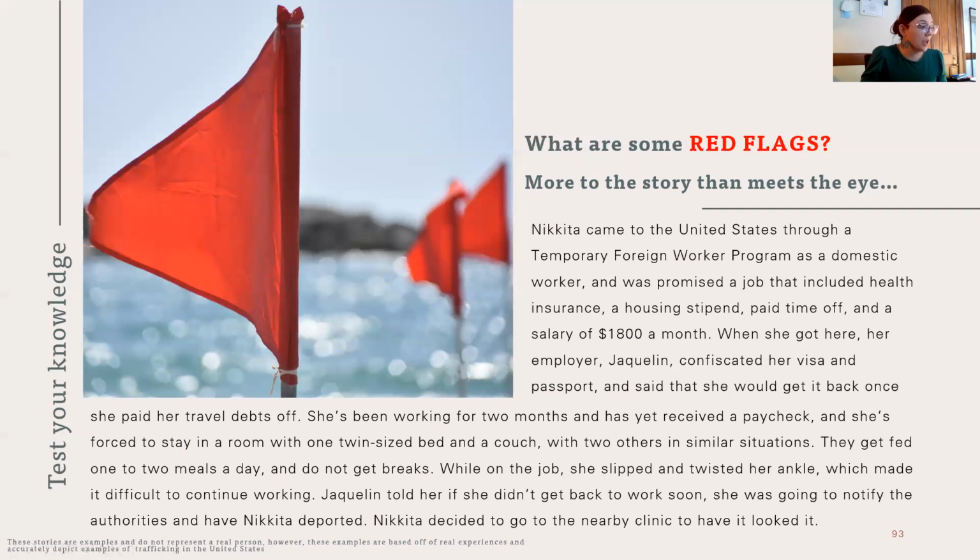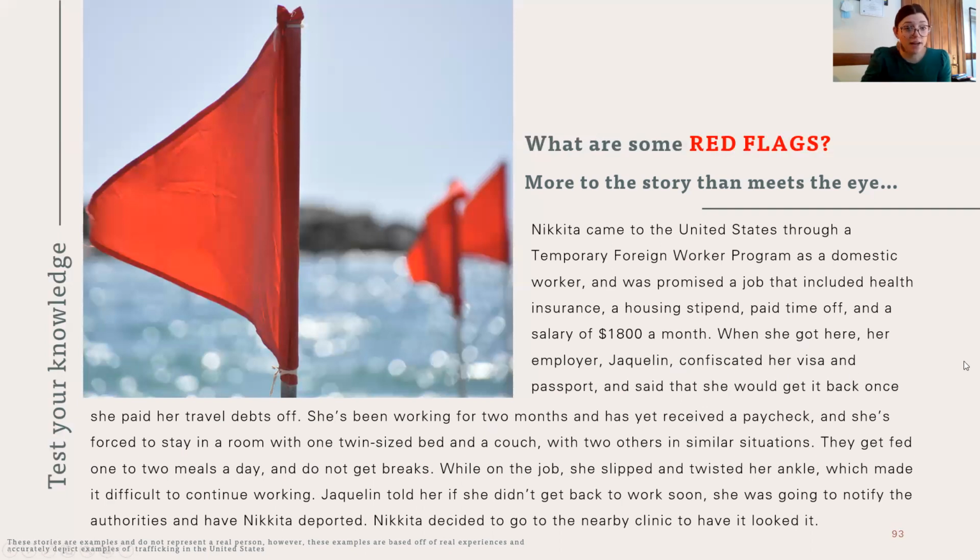All right, so, like I said earlier, these stories are examples. They do not represent a real person. However, they are based off of real experiences and accurately depict examples of trafficking in the United States. So as we can see in this story, Nikita came here with the promise of work that included health insurance, housing stipend, paid time off, and a decent salary. When she got here, her visa was confiscated. She doesn't have her passport, doesn't have any identification, claiming that she has a debt that needs to be paid.